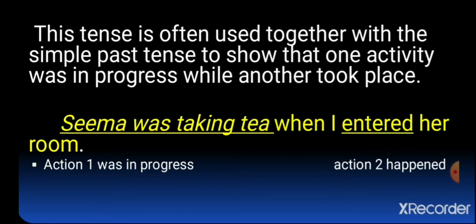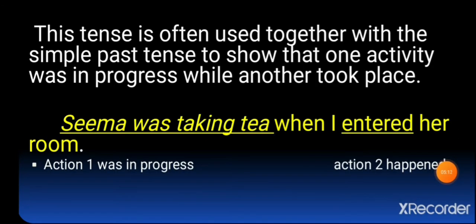Which activity was in progress? Seema was taking tea. Then when I entered her room, action 2 happened. Okay, while another took place. So students, this tense is often used together with a simple past tense, meaning entered is simple past tense, and was taking is past continuous. This tense is often used together with a simple past tense to show that one activity was in progress while another took place.